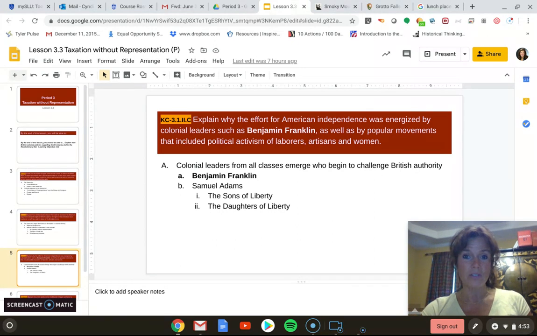Moving on, our next key concept is, again, all about time and place. Key leaders step up to lead the colonists in this idea of independence. They emerge from all classes. They emerge from all colonies or colonial regions, I should say. By far, the most well-known and the most storied is none other than Benjamin Franklin himself.